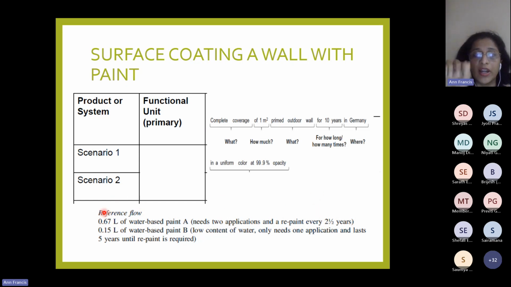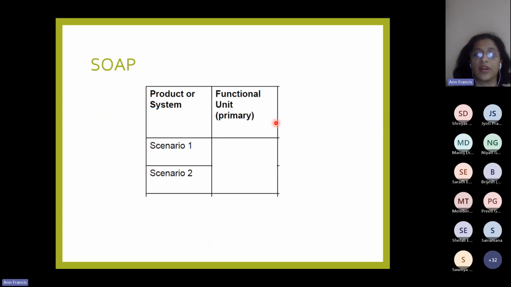If we just go by 1 liter of paint A versus 1 liter of paint B. Painting is the function, if that we consider. But that is not the function. We are looking at this kind of a specificity in the functional unit.